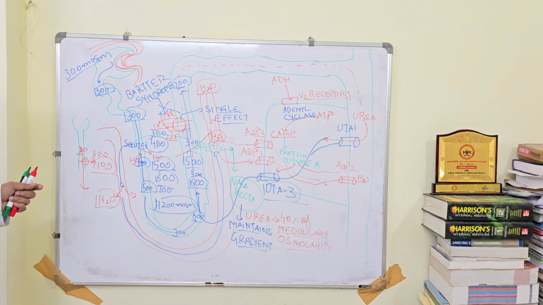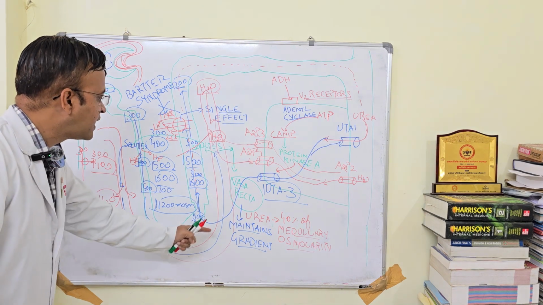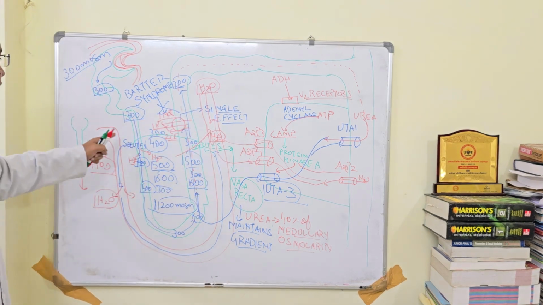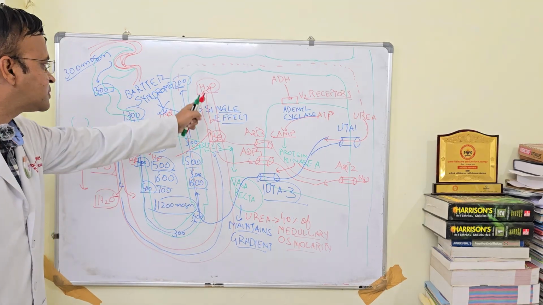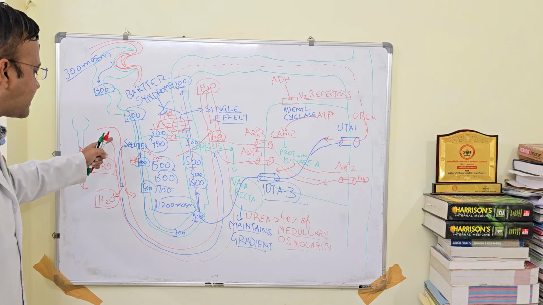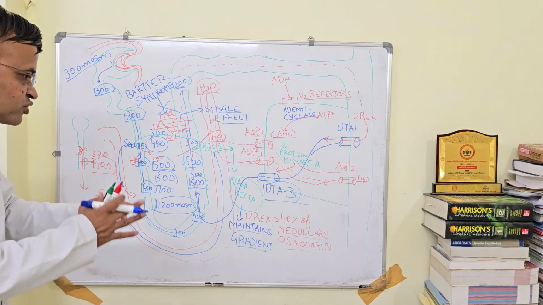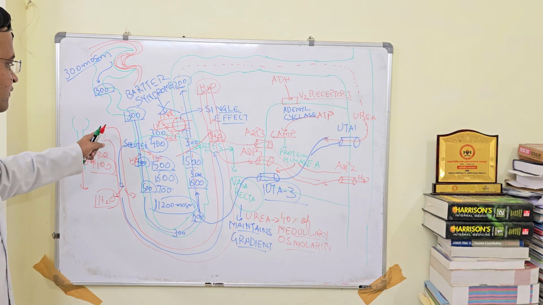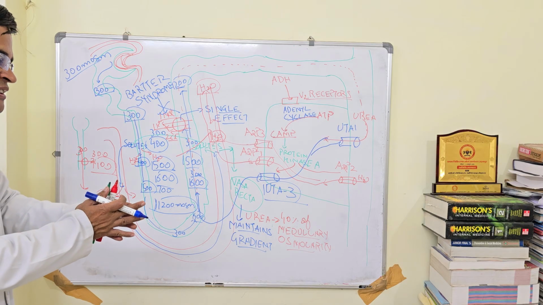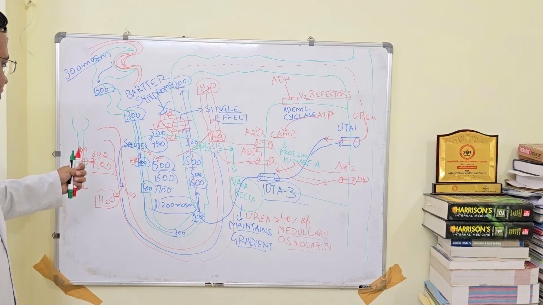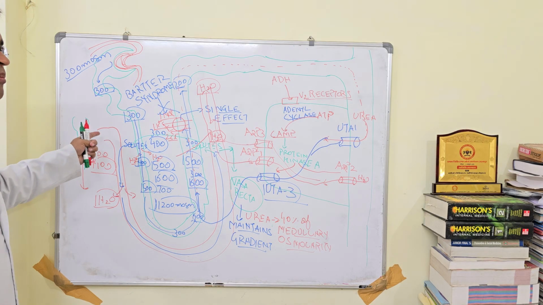What else can go wrong in this? If you see this loop of vasa recta, it's a long loop, you can see. The flow is sluggish inside this loop, and the osmolarity is very high. Since the flow is sluggish, that means oxygen also has a lot of time to dissipate. So you get the combination of three things: sluggish flow, high osmolarity, and hypoxia.